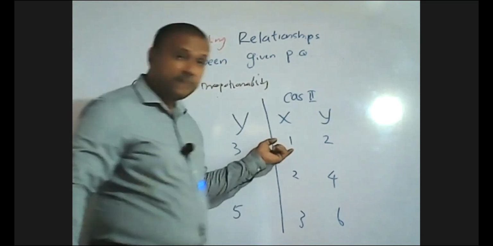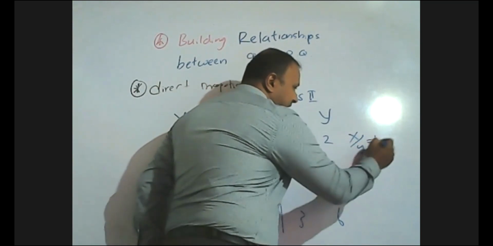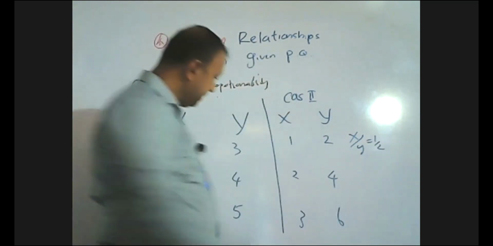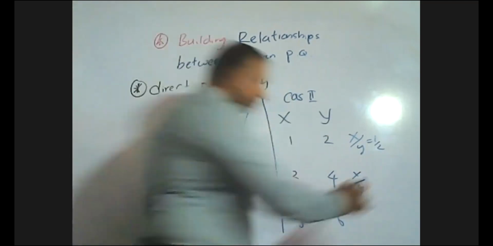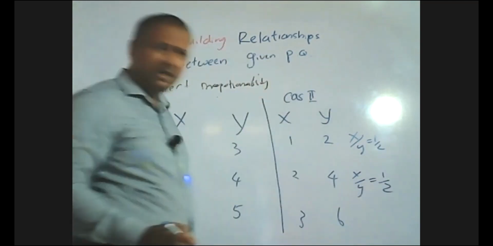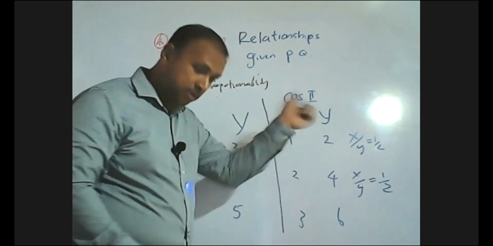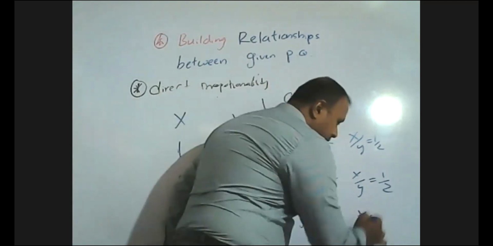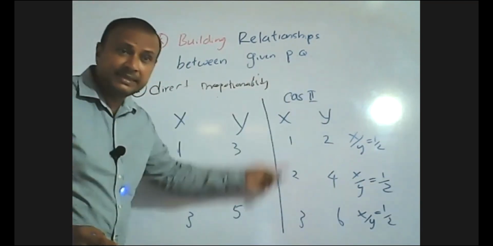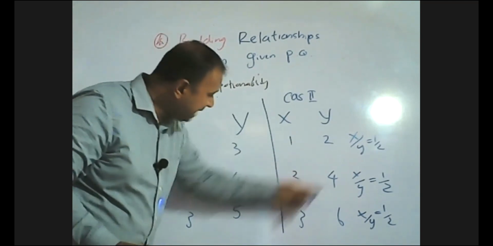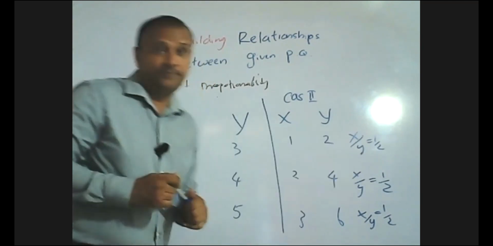But in this case, x over y is half in the first case. Second case, x over y, 2 over 4, which is also equal to half. The third case, 3 over 6, is equal to half too. So in this case, x over y is a constant, a constant equal to half.